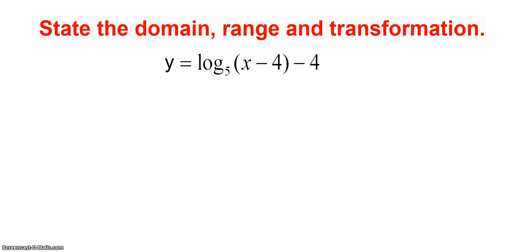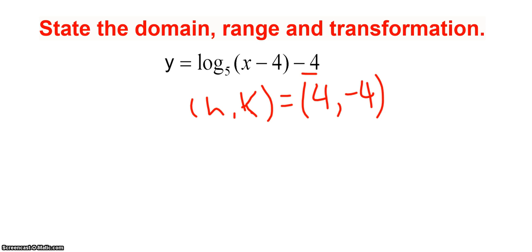Alright, next one. State the domain, range, and transformation. So this is y equals log base 5 of x minus 4, with a minus 4 on the outside. So to start, our (h, k). We have a negative 4 with the x, but for h we always have to do the opposite, so it's going to become a positive 4. And then our k is right here, so it's going to be minus 4. So if you're looking at the point (1, 0), it's now going to be at (1, negative 4).